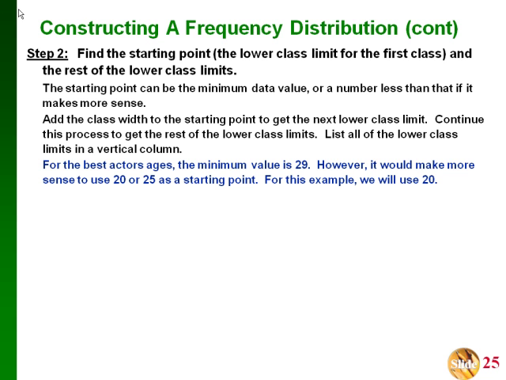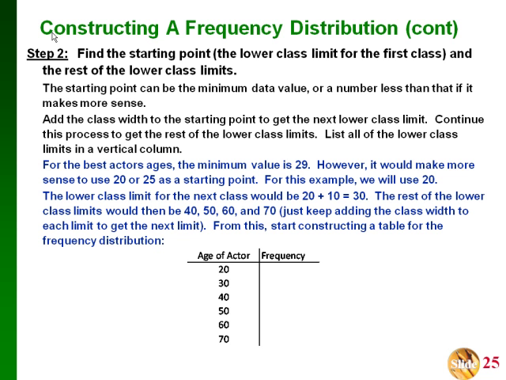Okay, in this case our minimum value was 29, but that doesn't make a lot of sense to start with if we're going to use a class width of 10, so we could use either 20 or 25 as a good starting point. For this example, we're going to use 20. So we start with our first lower class limit of 20. If our class width is 10, then we're going to write down the rest of our lower class limits just by adding 10. So here's the beginning of our frequency table.